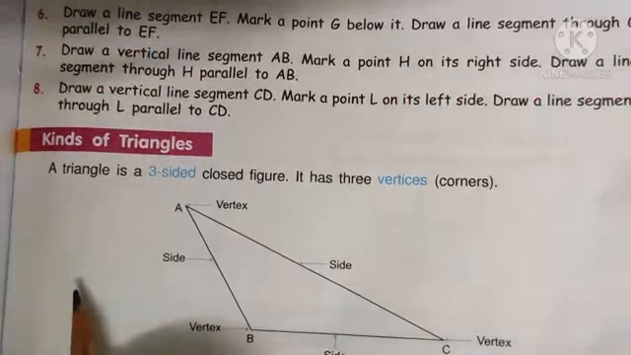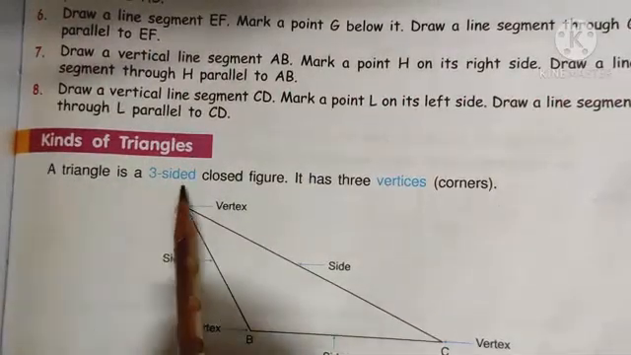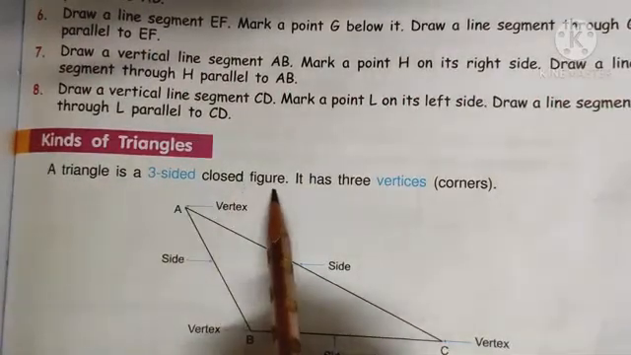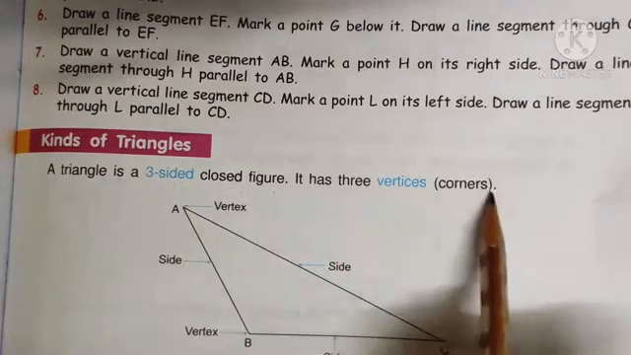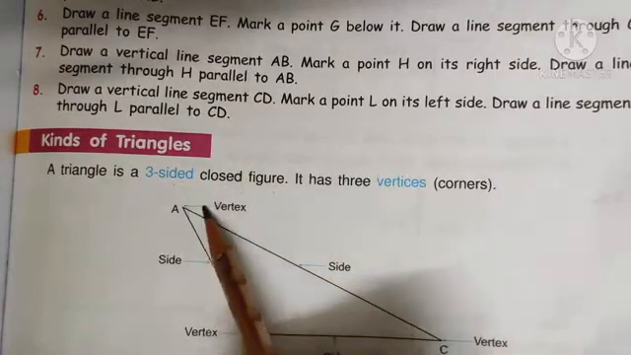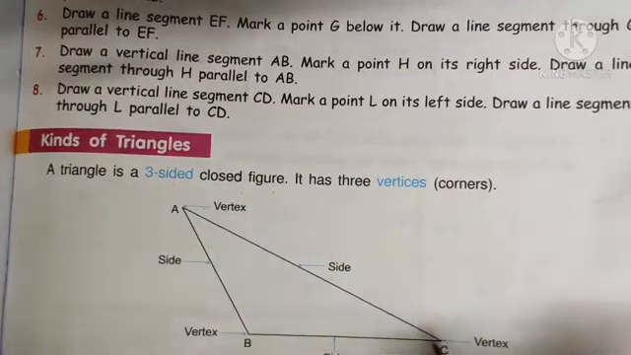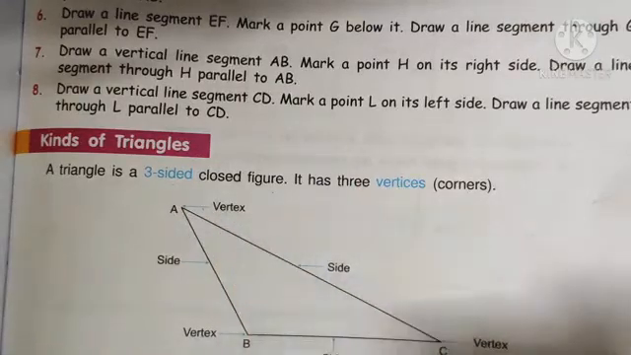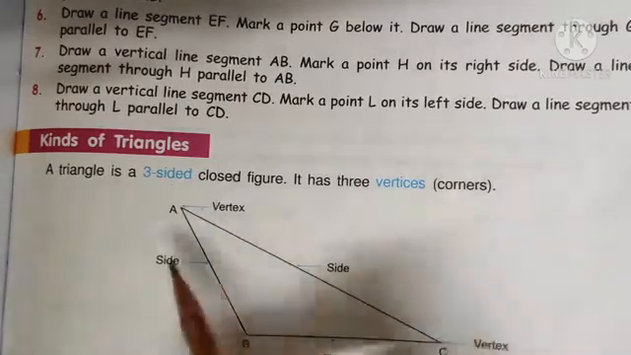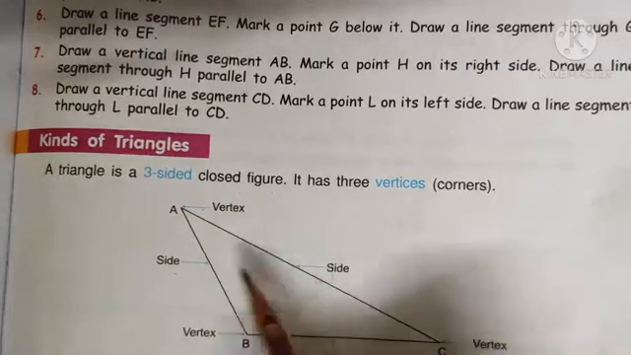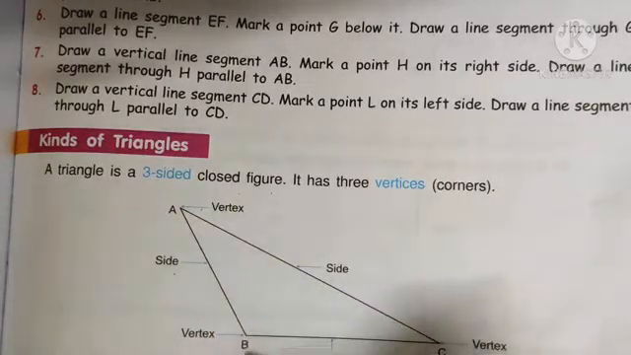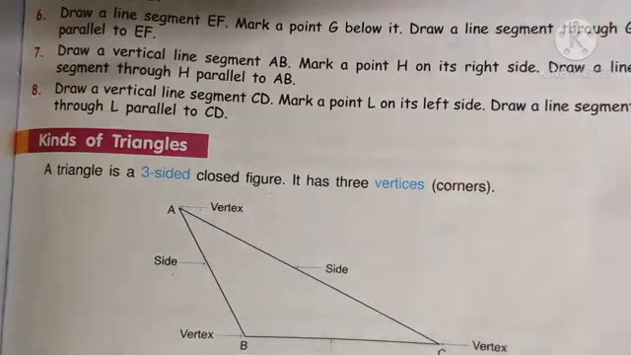First, let us know what a triangle is. A triangle is a three-sided closed figure and it has three vertices, that is corners, A, B and C. These are the vertices and these are the sides, AB, BC and side AC. And the sum of all the angles of a triangle is equal to 180 degrees.